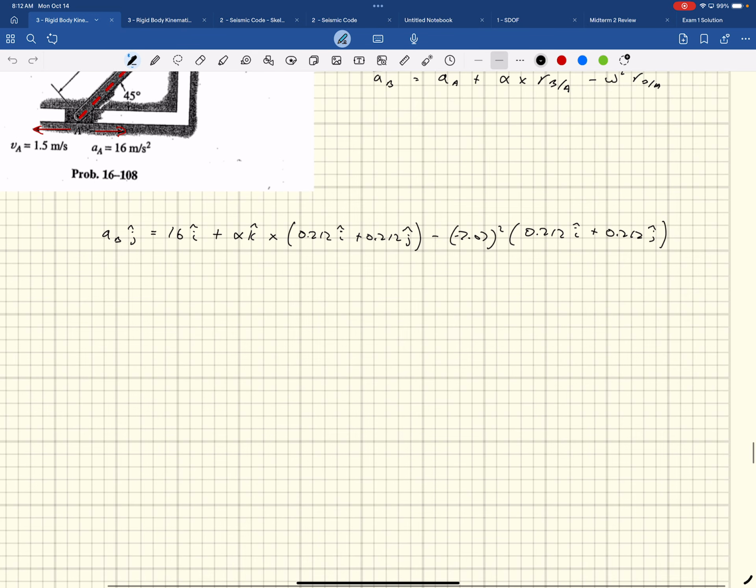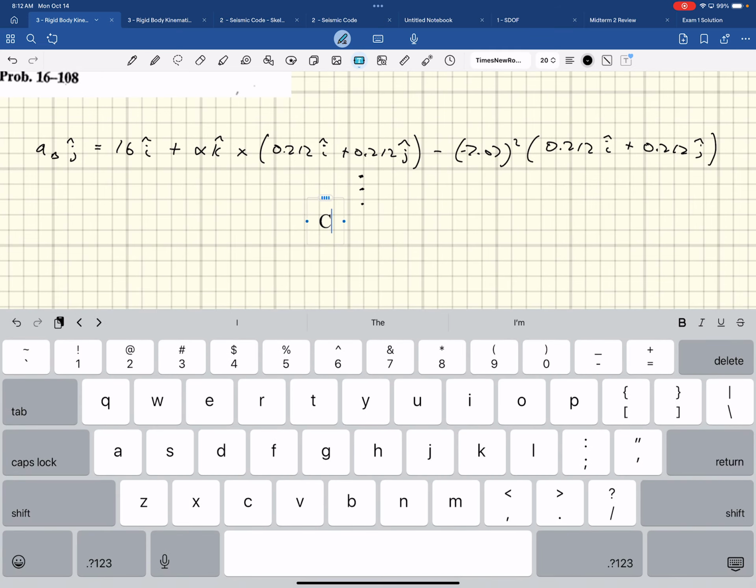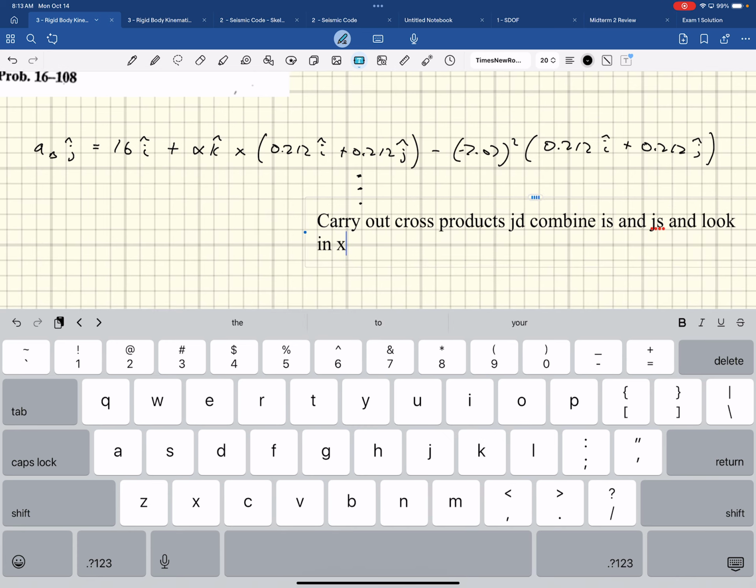So in fact, I didn't even do this part, although that would be good exercise for you. And we'll just say, carry out cross products and combine i's and j's and look in X and Y directions.